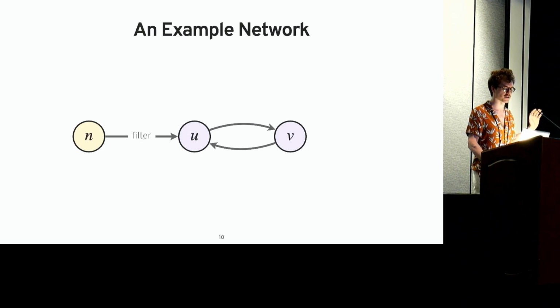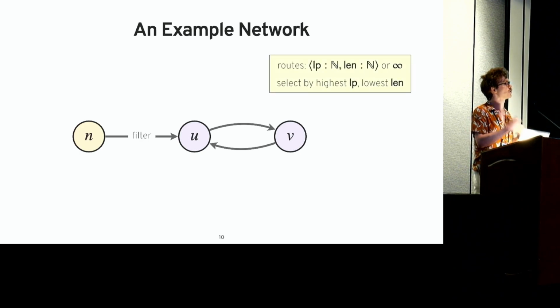We're going to imagine that our routes just have two components, a local preference LP and a path length len, and we're going to try to pick routes such that they have a high local preference and a low path length, since we're trying to find short, less costly routes. We'll also use infinity here to represent a null route, or the absence of a route. What this little graph shows is that we have this external neighbor n, which is sending some routes into U. They can be any possible route.